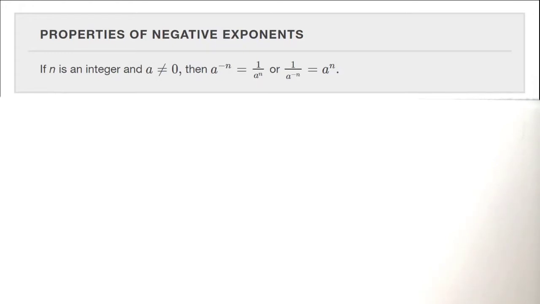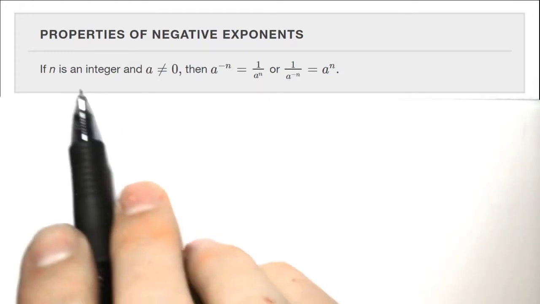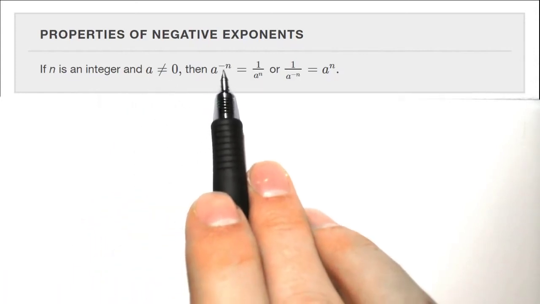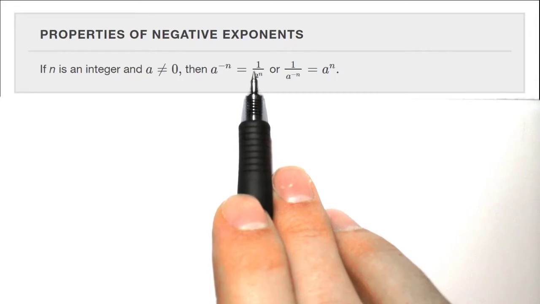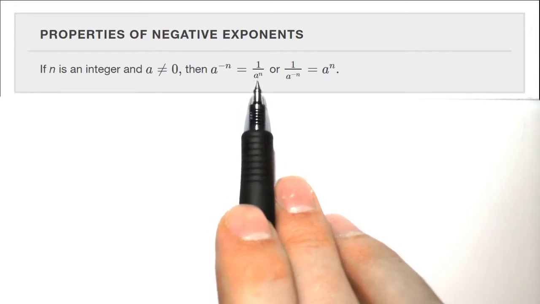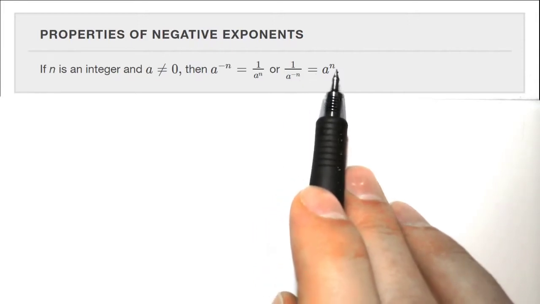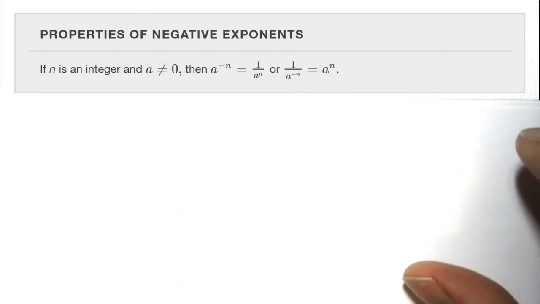Next up, we have properties of negative exponents. This one says that if n is an integer and a is a non-zero number, then a to the negative n is equal to 1 over a to the positive n. Or vice versa, 1 over a to the negative n is equal to a to the positive n. So let's see how we can use this.